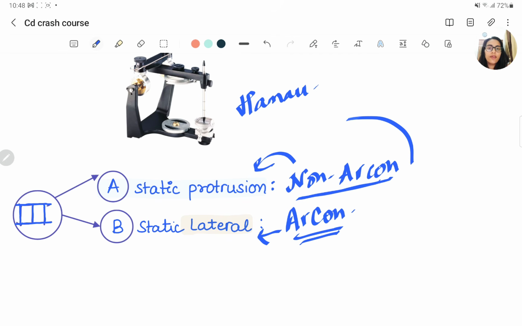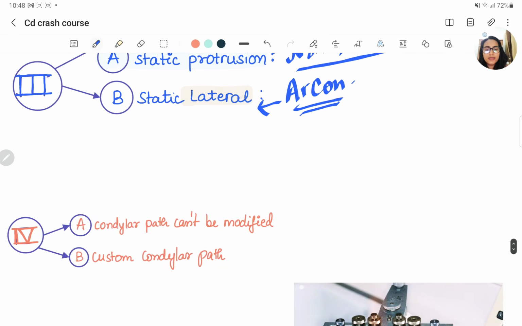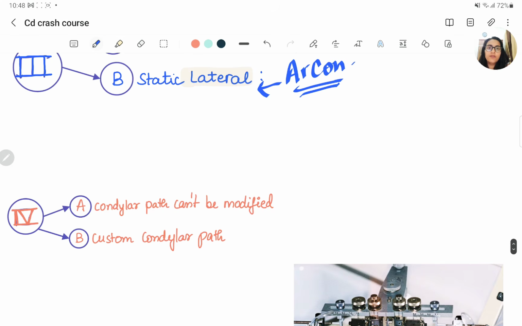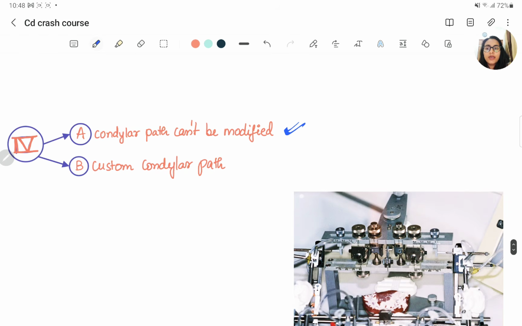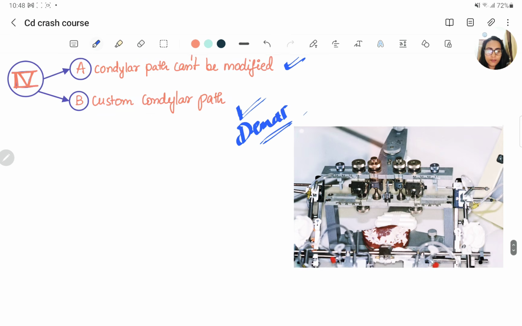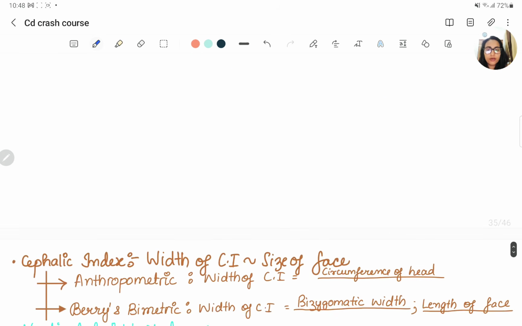In the non-arcon, we have the example as Hanau. In that we take a static protrusion record. It simulates the condylar paths and allows the orientation via a face bow record. Type 4A is where the condylar path cannot be modified, like a TMJ articulator and a stereograph. Type 4B is a custom condylar path we create, like a pantograph or Dinar or Stuart instrument, gnathoscope. So this is basically using a 3D registration record, that is a type 4 articulator.